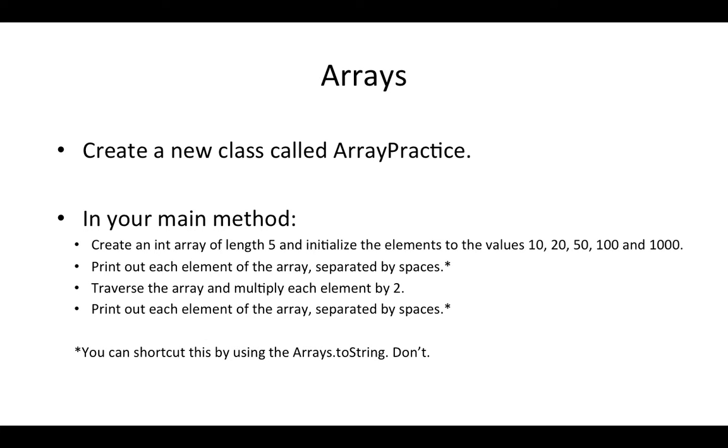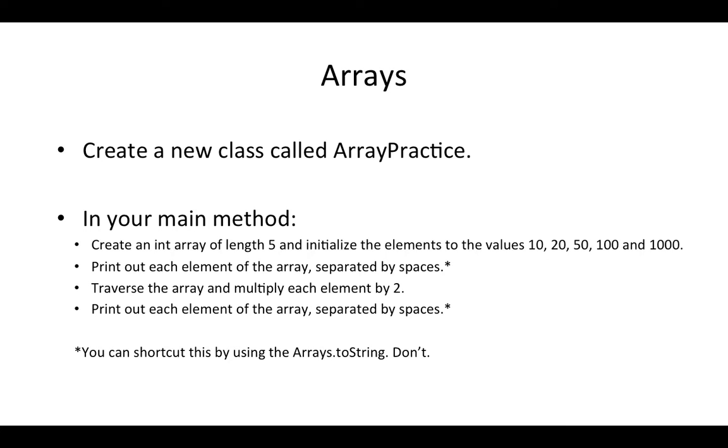The third thing is go ahead and traverse the array and multiply each element by 2. And let me be explicit. What I mean is if the value is 100, I want you to replace that value in the array with the value 200. So go through and double each element in the array, and then print out each element in the array separated by spaces and see what happens.